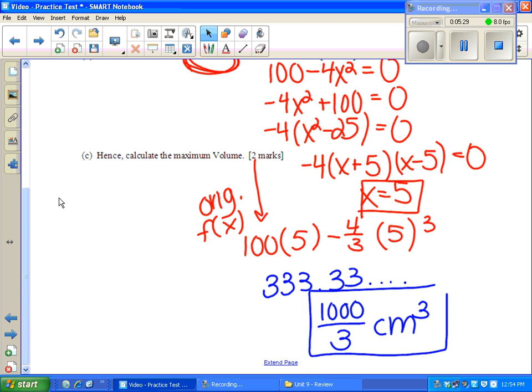Hence, they're telling you to take what you did in B, use it in C, and calculate the maximum volume. So I know x being 5 gives us the maximum volume, so I'm substituting 5 into the original function f of x. I end up with, I wrote it as a fraction, 1,000 over 3 centimeters cubed.